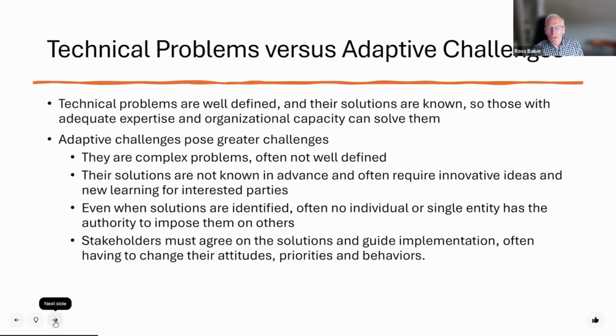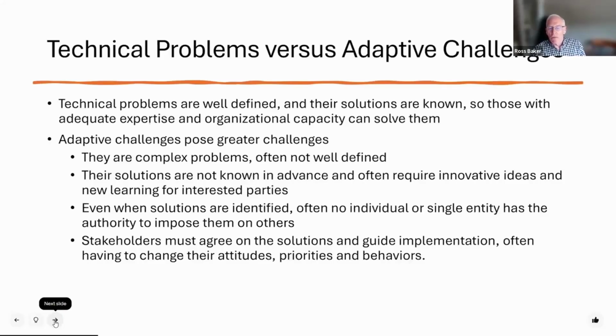And so those who are experts, when they have the organizational capacity to deal with these problems, can do this in a fairly straightforward fashion. Not always easy and not always cheap, but the technical problems are amenable to known solutions. Adaptive challenges are really quite different and really require a different approach from leaders.